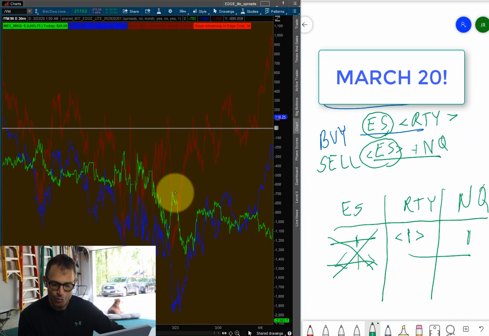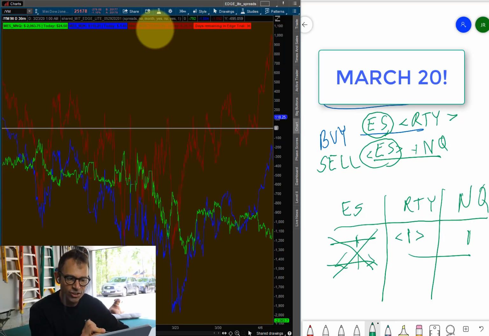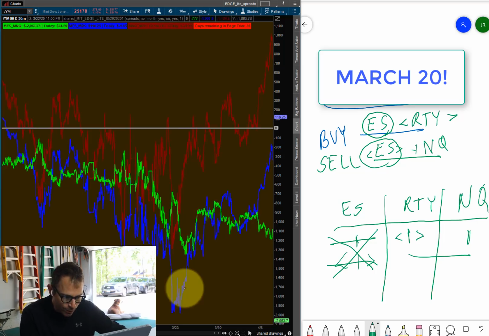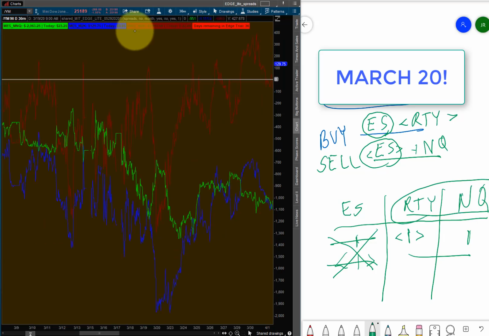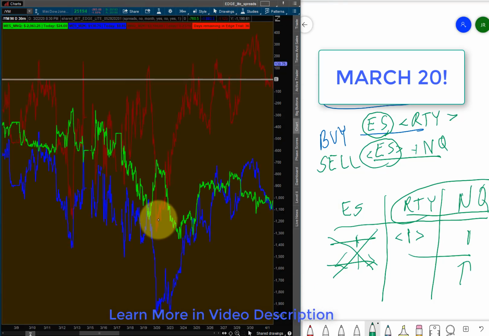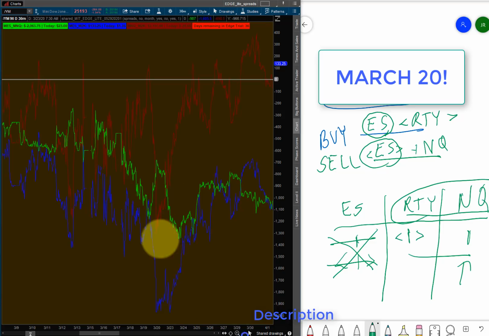Russell, NASDAQ. NASDAQ against Russell is just that red line. So what would we be doing? Well, in order to express this opinion, we would have to get long the red line, right? Long NQ, short one Russell. This is the first one. And what does that red line do? Well, check it out there. The red line just goes to the moon. But again, if you got in at the $1,200 spot and you got out at the zero line, you make $1,200. Pretty good trade.